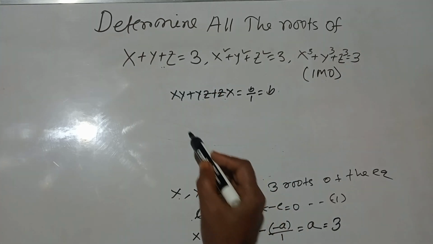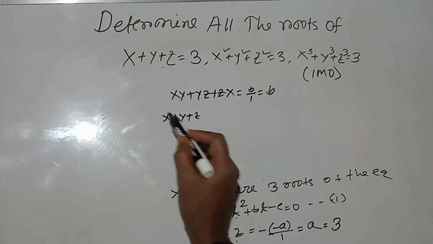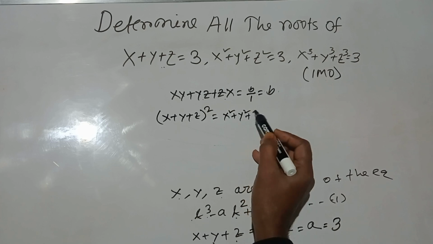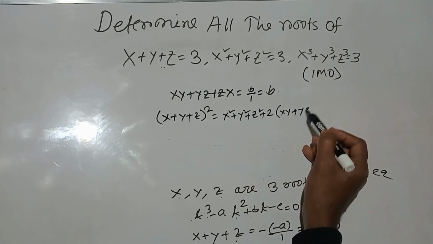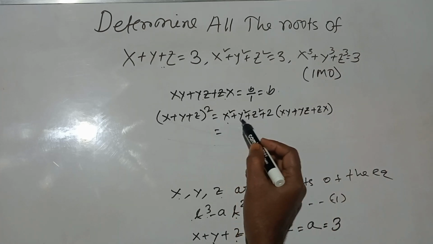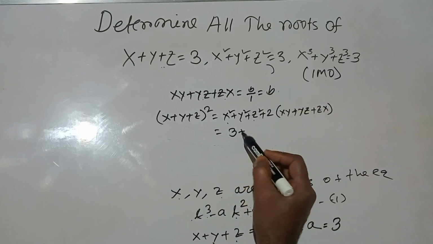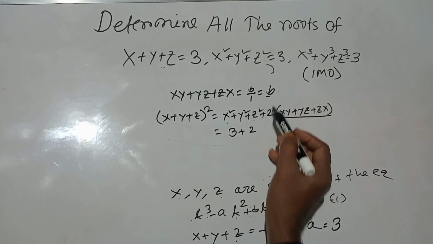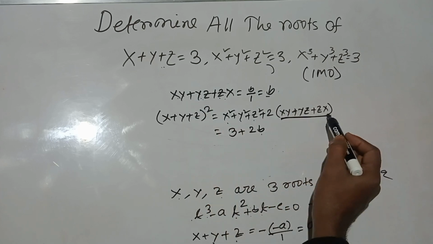Now we are going to use a formula: x plus y plus z a whole square equal to x square plus y square plus z square plus 2 times xy plus yz plus zx. Now we can write x square plus y square plus z square as simply 3, plus 2 times something we do not know yet, so to make it short we write b, because xy plus yz plus zx equals b.